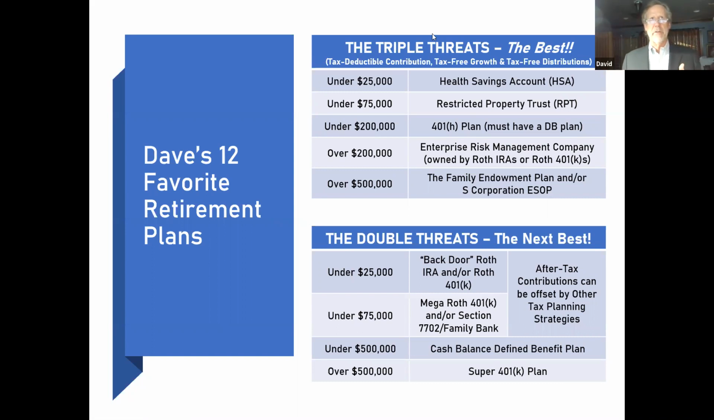The next best ones, which sometimes are the only ones that make sense or that are affordable, is if you're under $25,000 and you're just getting started, the backdoor Roth IRA and/or Roth 401k may make sense. If you're up to $75,000, I'd consider the Mega Roth 401k, which we talked about 2 weeks ago, and/or the Section 7702 / Family Bank. Since this money is going in after tax, I would just make sure that you're looking at every possible tax planning strategy that would help you offset that in the year that you're going to contribute to those. Over the $500,000 mark, then we're looking at the cash balance defined benefit plan, and above that $500,000, then we're looking at the super 401k plan.